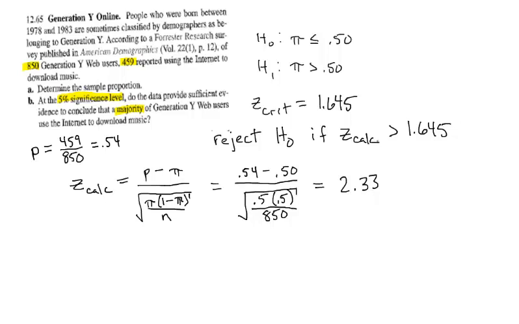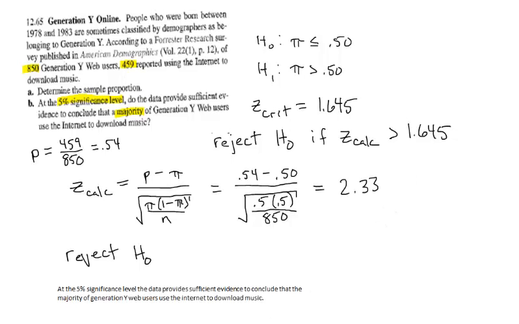And because zcalc is greater than 1.645, we're going to reject H naught. And now we need to write a conclusion. And our conclusion is, at the 5% significance level, the data provides sufficient evidence to conclude that the majority of Generation Y web users use the internet to download music.